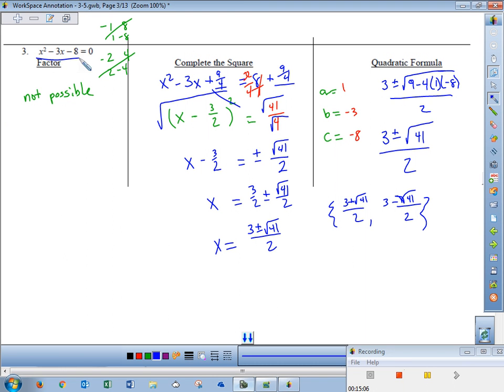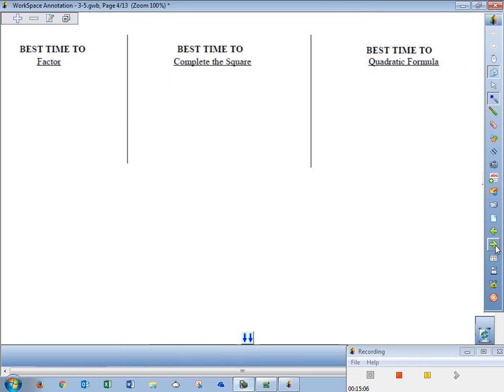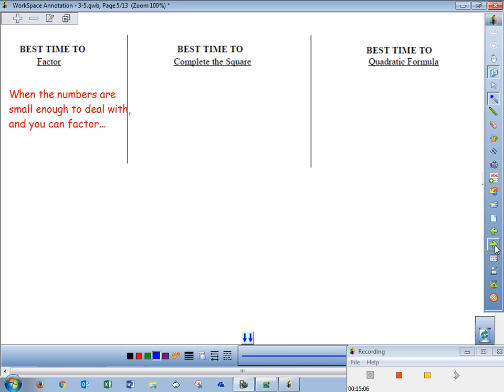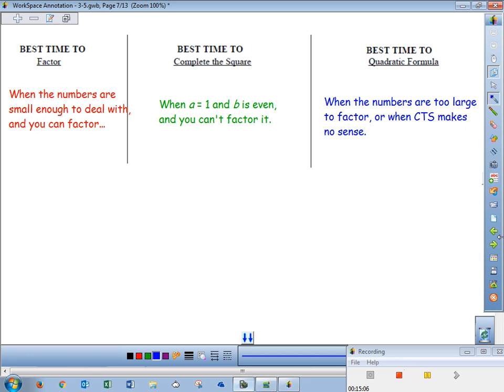These numbers aren't very big whatsoever, but complete the square makes no sense because B is an odd number. You might as well jump straight to the quadratic formula. So when the numbers are too large to factor or when complete the square makes no sense. So let's do that on the back side.